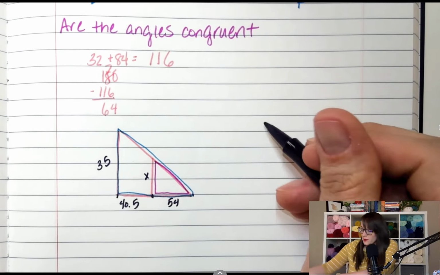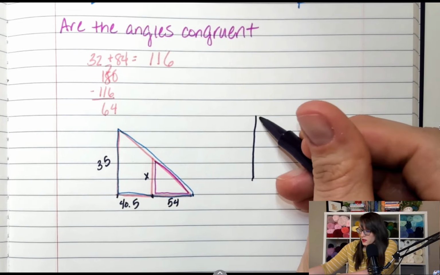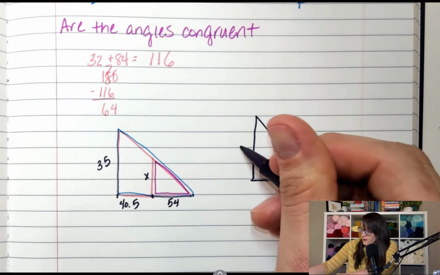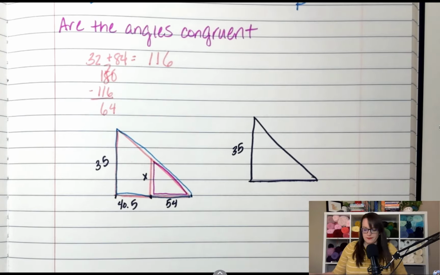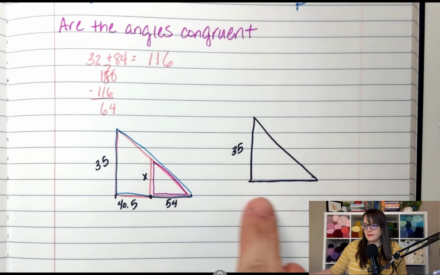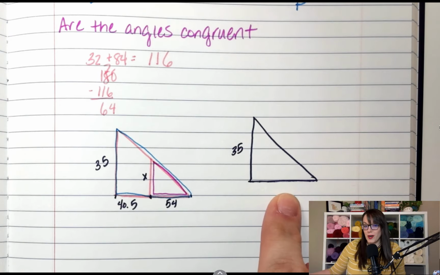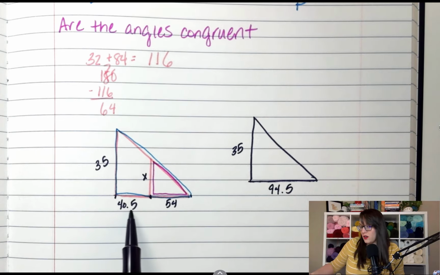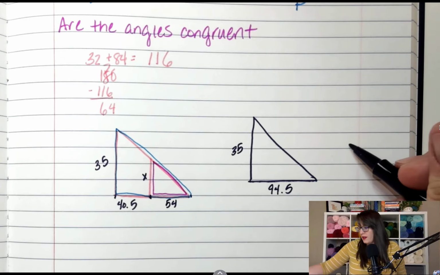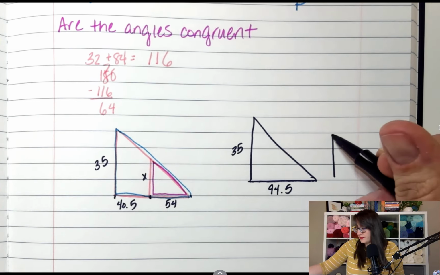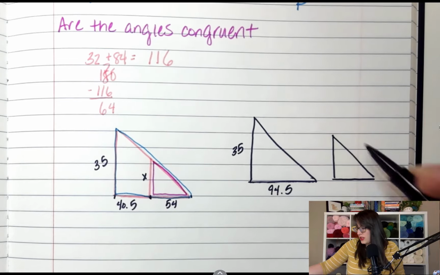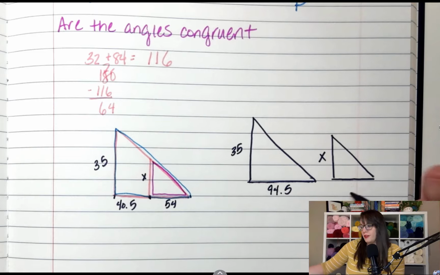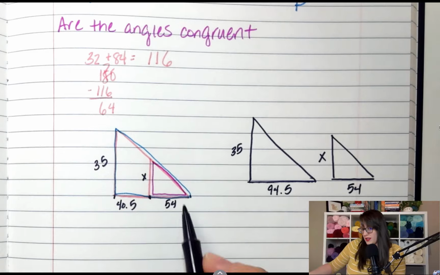So when I redraw it, I'm going to draw the large triangle first. No rhyme or reason why, I just am. This is 35. How much is the bottom? 94.5. Because from here all the way across is 94.5. Now for the littler triangle, we don't know this, that's my x. How much is the bottom? 54. Because it's right there.